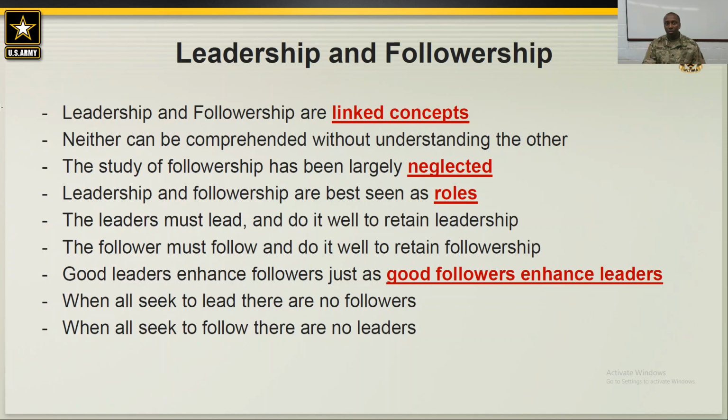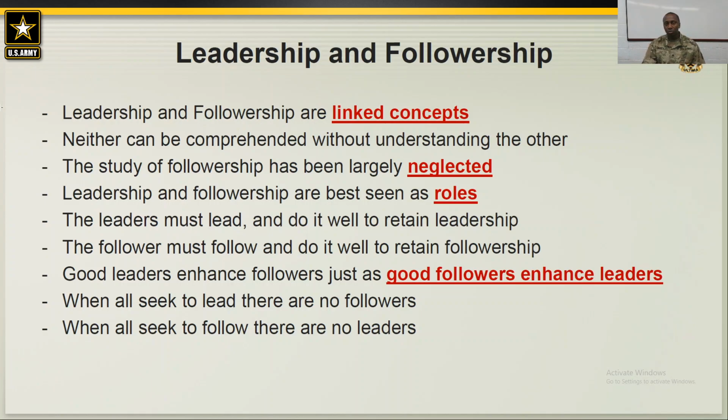Leadership and followership are best seen as roles. The leader must lead and do it well to retain leadership. Followers must follow and do it well to retain followership. Good leaders enhance followers just as good followers enhance leaders. When all are seeking to lead, there are no followers. And when all are seeking to follow, there are no leaders.